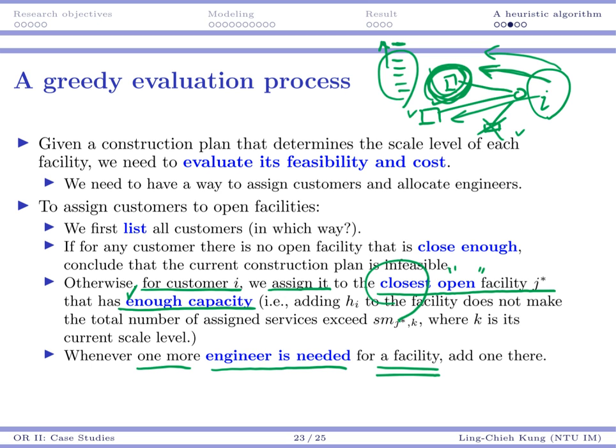If you keep doing this, and eventually you see there is no open facility that still has enough capacity to do the assignment, then you also conclude infeasibility, and then you return infeasibility to the original main process. Pretty much that's how we do the evaluation. And if we combine the both, if we combine the main downsizing decision and the greedy evaluation process, then we are pretty much done with this heuristic algorithm.